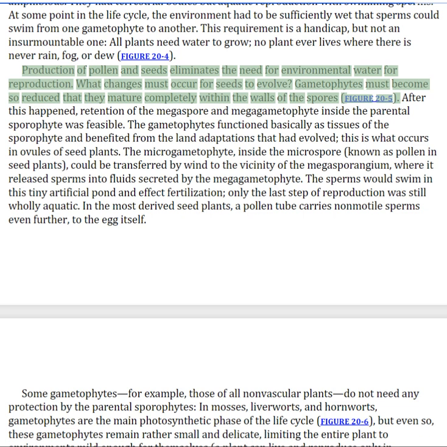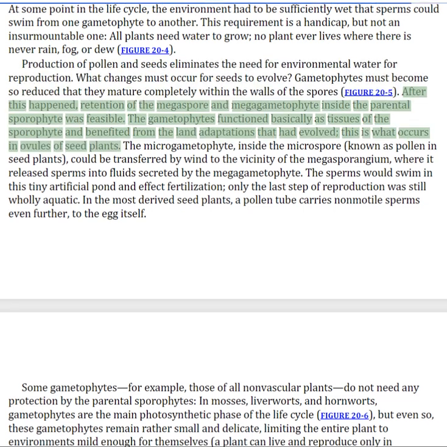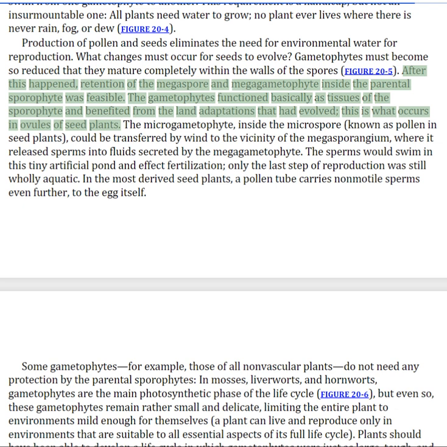What changes must occur for seeds to evolve? Gametophytes must become so reduced that they mature completely within the walls of the spores. After this happened, retention of the megaspore and megagametophyte inside the parental sporophyte was feasible. The gametophytes functioned basically as tissues of the sporophyte and benefited from the land adaptations that had evolved. This is what occurs in ovules of seed plants.